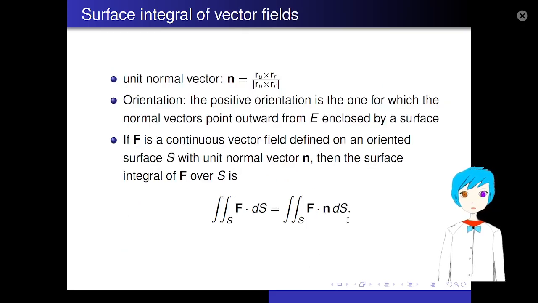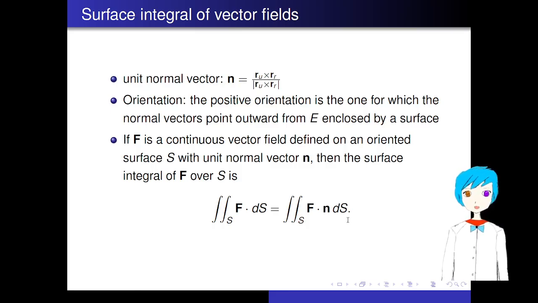We can also define surface integral for vector fields. First, we can define the unit normal vector that is perpendicular to the surface, which is Ru cross Rv divided by the norm of Ru cross Rv. For a surface which encloses an area, we can define the orientation. The positive orientation is the one for which the normal vector points outward from the region enclosed by the surface.